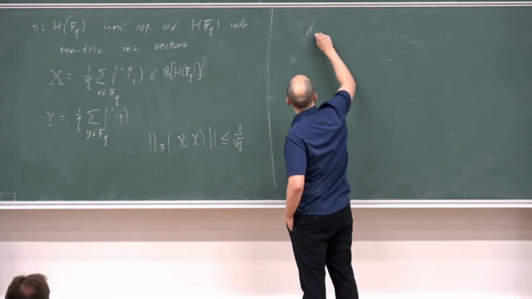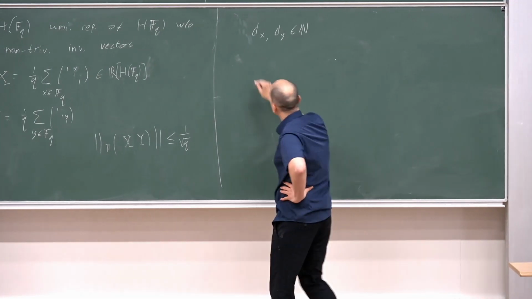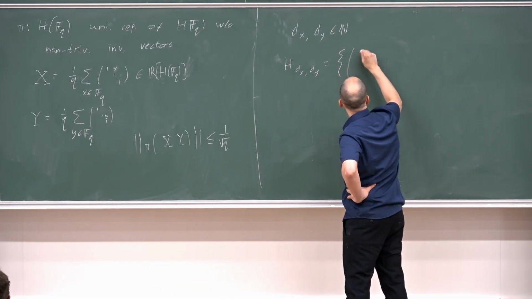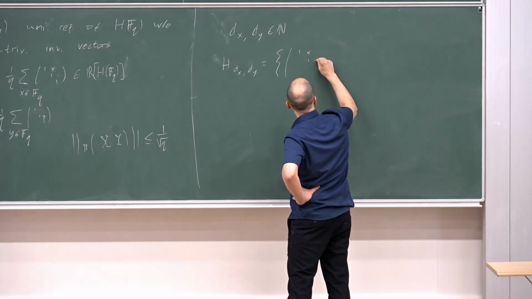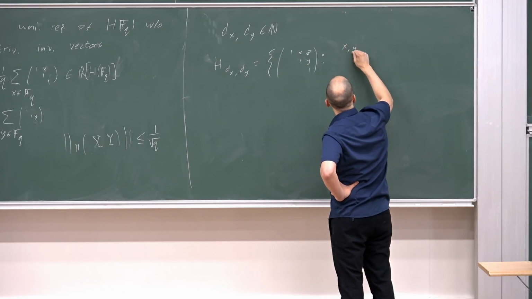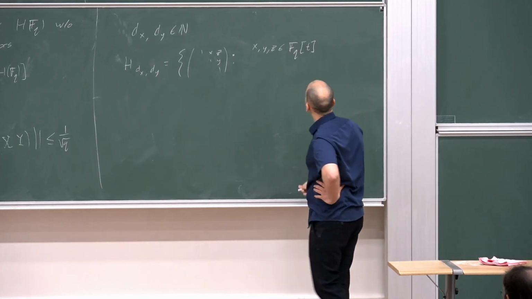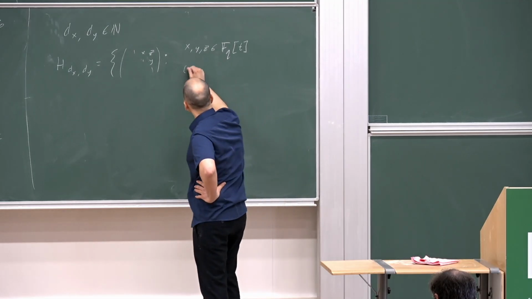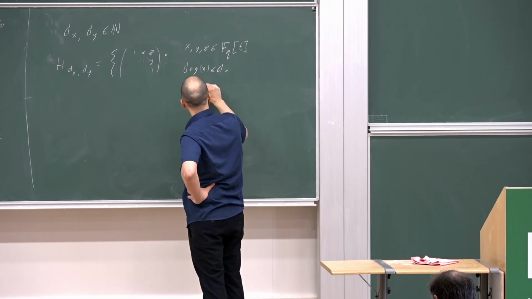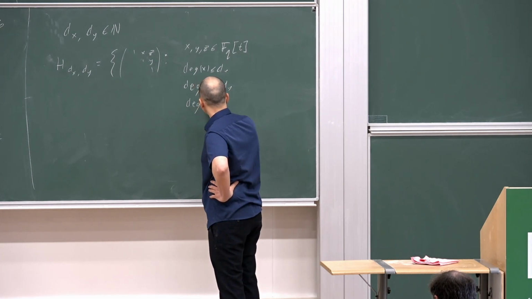Okay, so let me give you a different graph, which is maybe a generalization. Fix two integers, d_x and d_y. And let's consider H of d_x and d_y to be, again, some Heisenberg group. But now my entries X, Y, and Z are all polynomials over F_Q, and the degree of X is less than or equal to d_x, and the degree of Y is less than or equal to d_y, and the degree of Z is less than or equal to this.